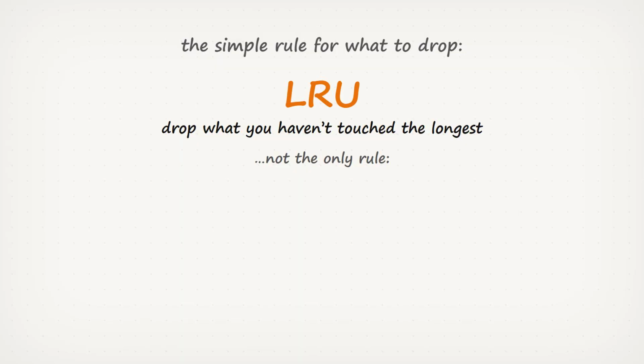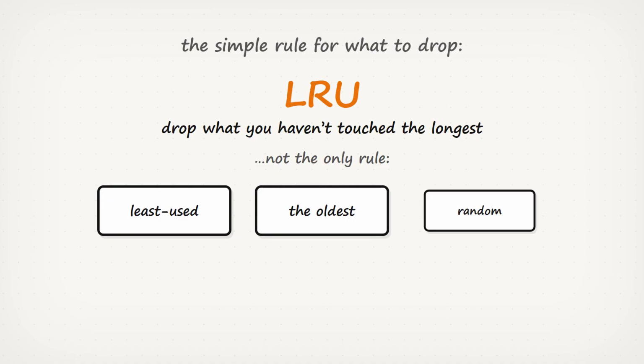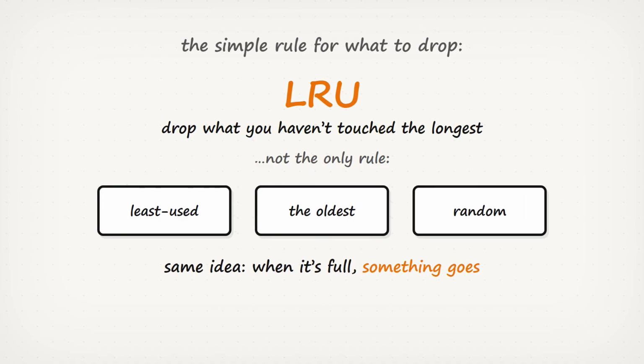It's not the only rule though. Some caches drop what gets used the least, some drop the oldest, some just pick at random. Same idea every time. When it's full, something has to go.